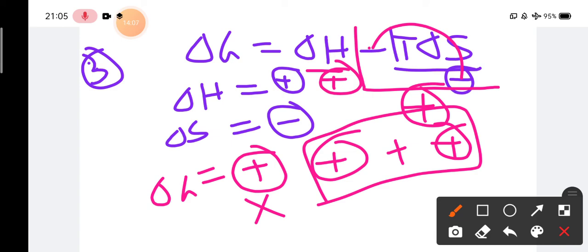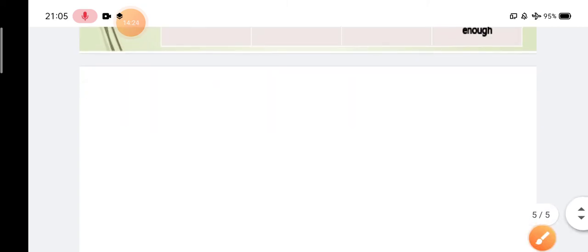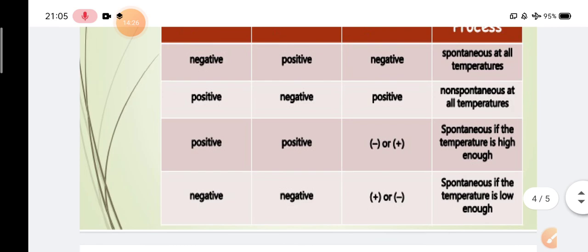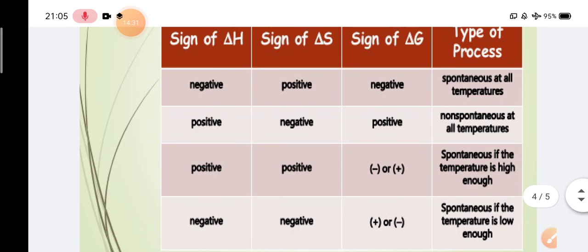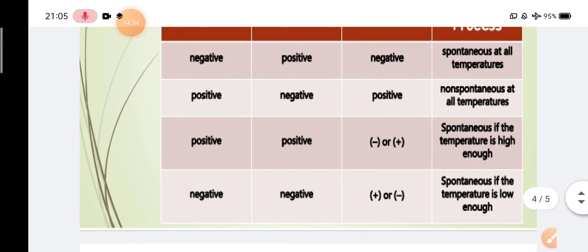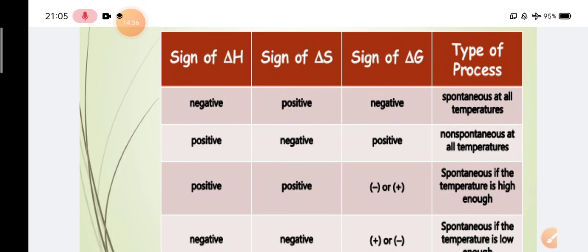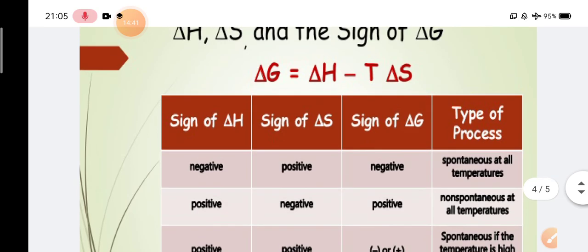So in these 4 conditions we can determine spontaneous or non-spontaneous reactions by applying the equation delta G is equal to delta H minus T delta S. This equation is very important, and by calculating each and every factor we can tell whether a reaction is spontaneous or not. What I have explained is also covered in the slide, so please go through it properly.